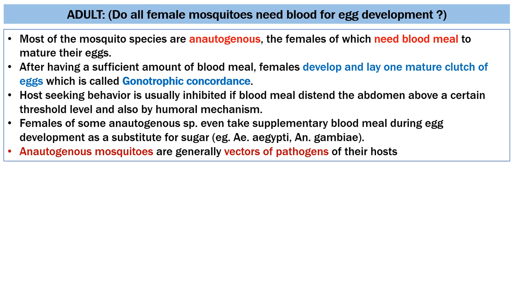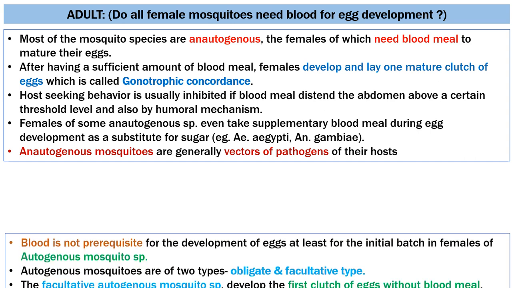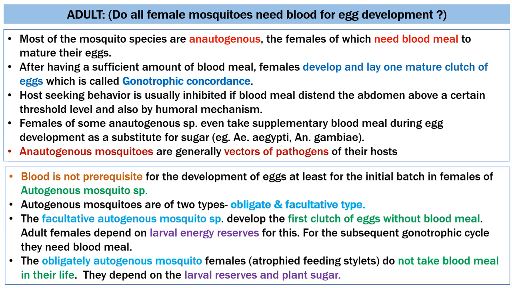Generally, anautogenous mosquitoes are vectors of pathogens and parasites of their host. Blood is not prerequisite for the development of eggs, at least for the initial batch of eggs in females of autogenous mosquito species. Autogenous mosquitoes are of two types, obligate and facultative type.